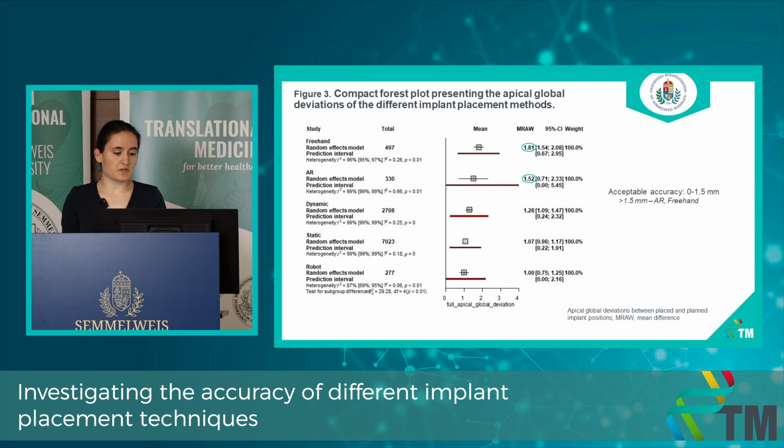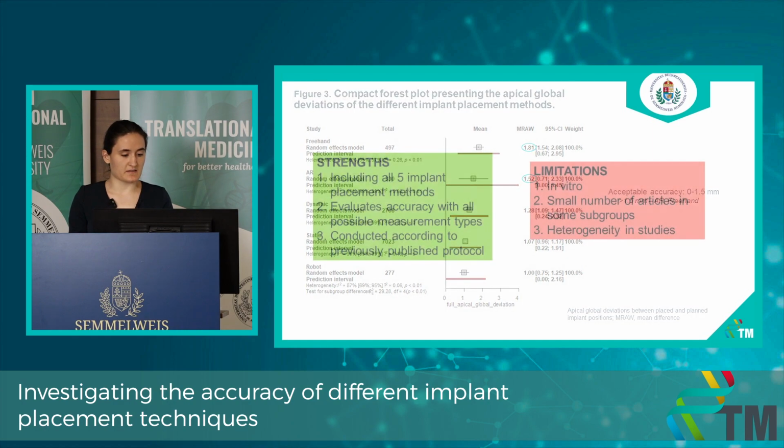The third one is apical global deviation. The limit was 1.5 millimeters here as well. And freehand and, unfortunately, augmented reality-based navigation too were over this limit. The rest were clinically acceptable. And the robotic implant placement had the highest accuracy again.